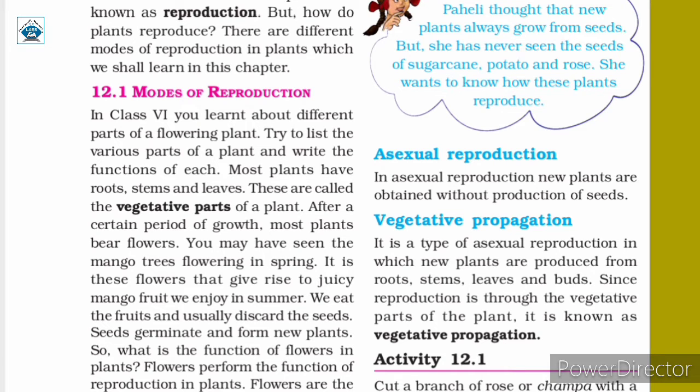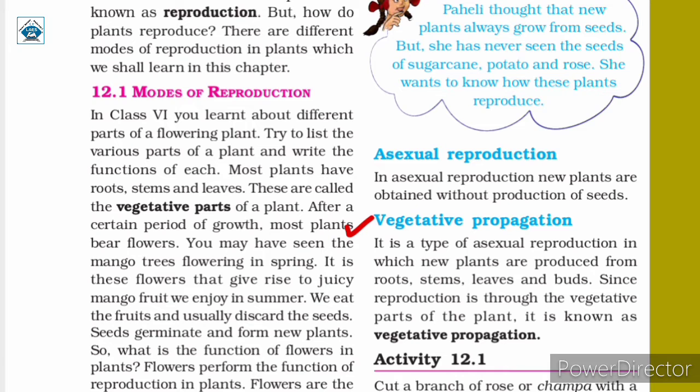First of all, let us discuss asexual reproduction. In asexual reproduction, new plants are obtained without the production of seeds. Now, as we read, new plants are produced without the use of seeds. So, in this process, the other parts of the plant, that are the vegetative parts such as leaves, stem, and roots, are used and new offspring are produced. So, such type of reproduction is called asexual reproduction.